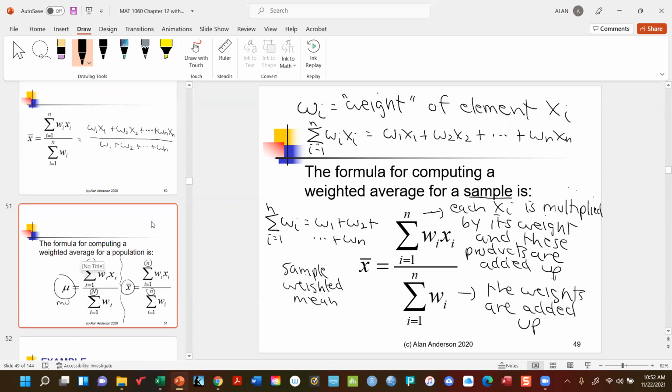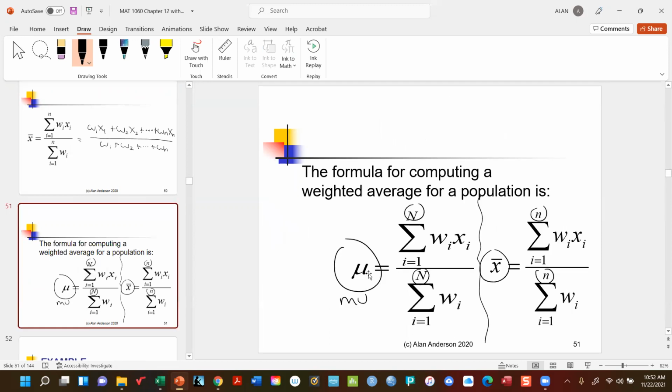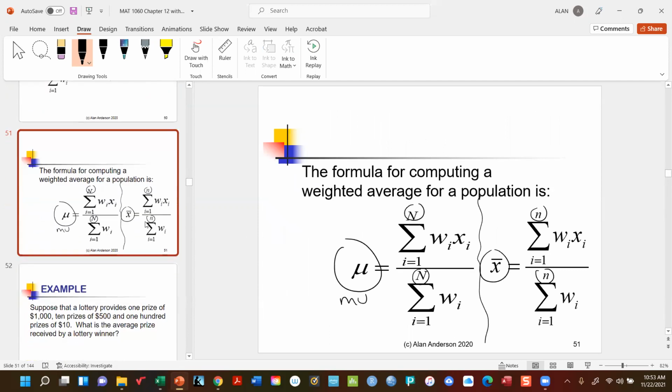Also, I'd like to point out that just like before, we have a separate formula for the population mean, and it's only slightly different. I've replaced the X bar with a mu again, and the capital N is now replacing the lowercase n.